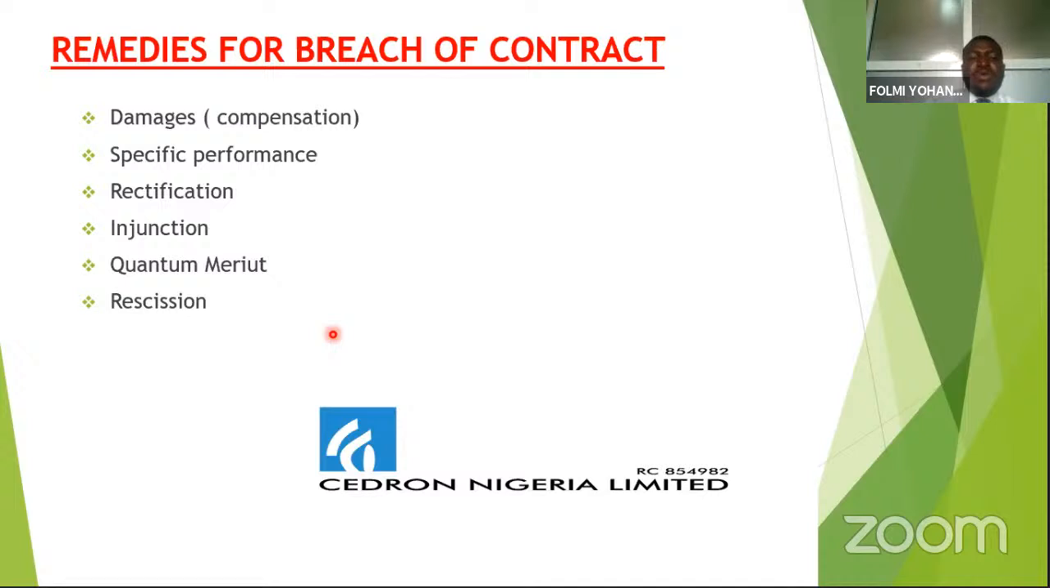Then we have what we call quantum meruit. That is, according to the services I offered to that person, I'm entitled to payment. For instance, a taxi is carrying you from Area One and you are going to Wuse, then the car stops at Bega. The law says it is reasonable for you to pay him from Area One to Bega, since he has offered a reasonable service to you.